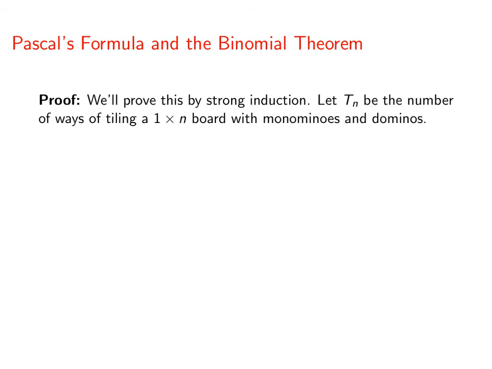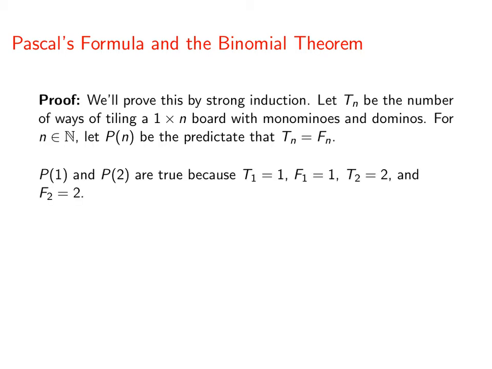So let's let t sub n be the number of ways of tiling a 1 by n board with monominos and dominoes. And for n in the natural numbers, let's let p of n be the predicate that t sub n is equal to f sub n. And we know that p of 1 and p of 2 are true because we already showed that t1 is equal to 1. We know f1 is equal to 1 by definition. We showed t2 is equal to 2, and we know by definition f2 is equal to 2. So t1 is equal to f1 and t2 is equal to f2. So these are going to be our base cases.